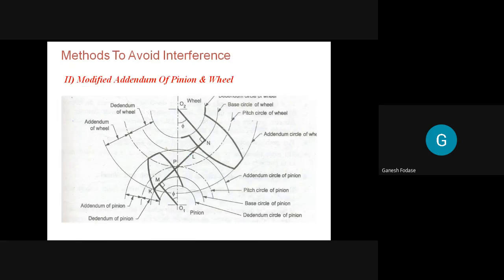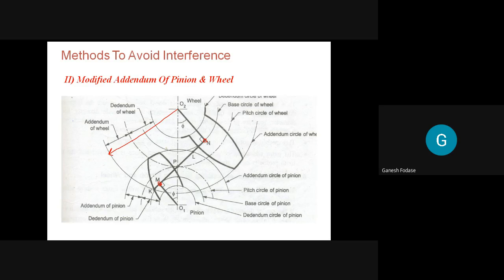The second method that we already discussed: we can extend our addendum radius up to the point of tangency, up to M, or up to N. But we can't provide an addendum radius more than this. In this case, the addendum of the wheel is O2K, where K is the point of contact. But as this addendum radius of the wheel is more than the maximum addendum radius, we can extend up to M only, but it is more than O2M. So there will be interference.